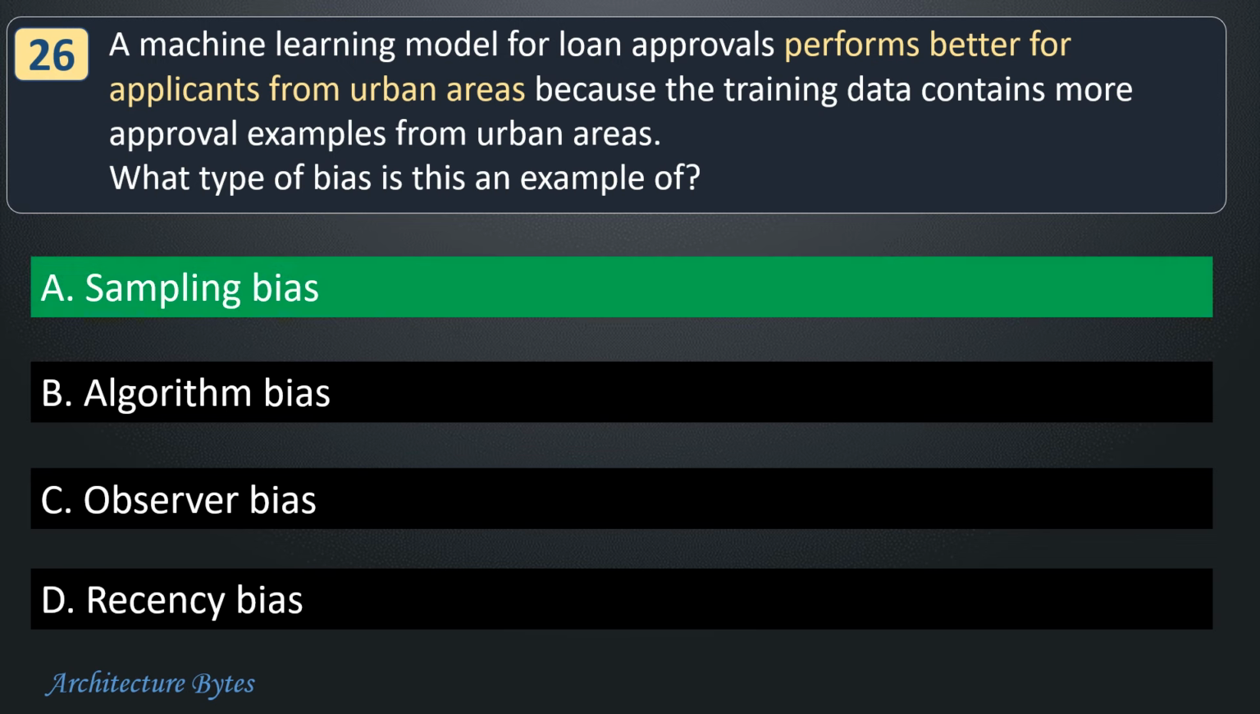Option A, sampling bias, is the right answer here. Sampling bias occurs when the training data is not representative of all scenarios. Algorithm bias happens when the algorithm itself is biased. Observer bias, the person collecting or labeling data introduces bias. Recency bias, the model gives more weight to recent data.